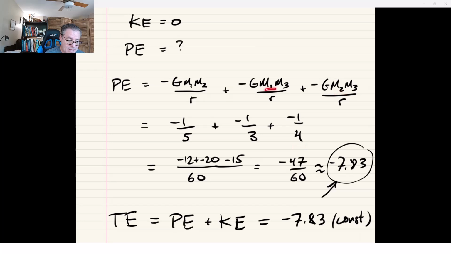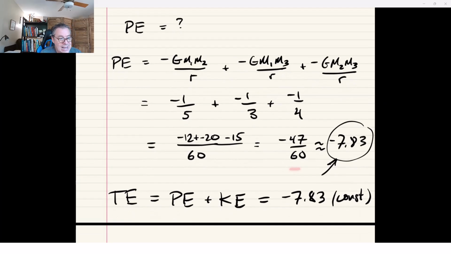The distance between mass 1 and 3, that's 3. And the distance between mass 1 and 2, that's equal to 5. So I'm just adding all those fractions together. I know that the exact potential energy is negative 47/60, but I'll continue updating and have it print that in the simulation in decimal. So I'm looking for the total energy to stay at negative 7.83.